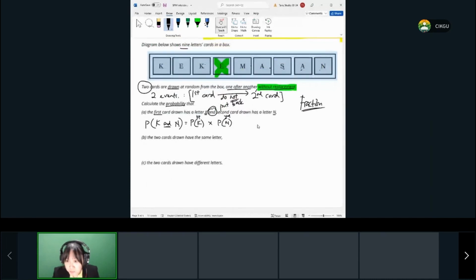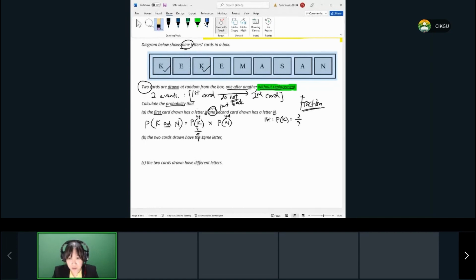Let's try this together. For the first card, what is the probability of picking a K? You know already it must be a fraction. That means you count out of how many cards? Out of 9 cards, how many cards are there that are K? 1 and 2. Only 2 K cards, right? So the probability is just 2 out of 9. So the first one is 2 over 9. Done.